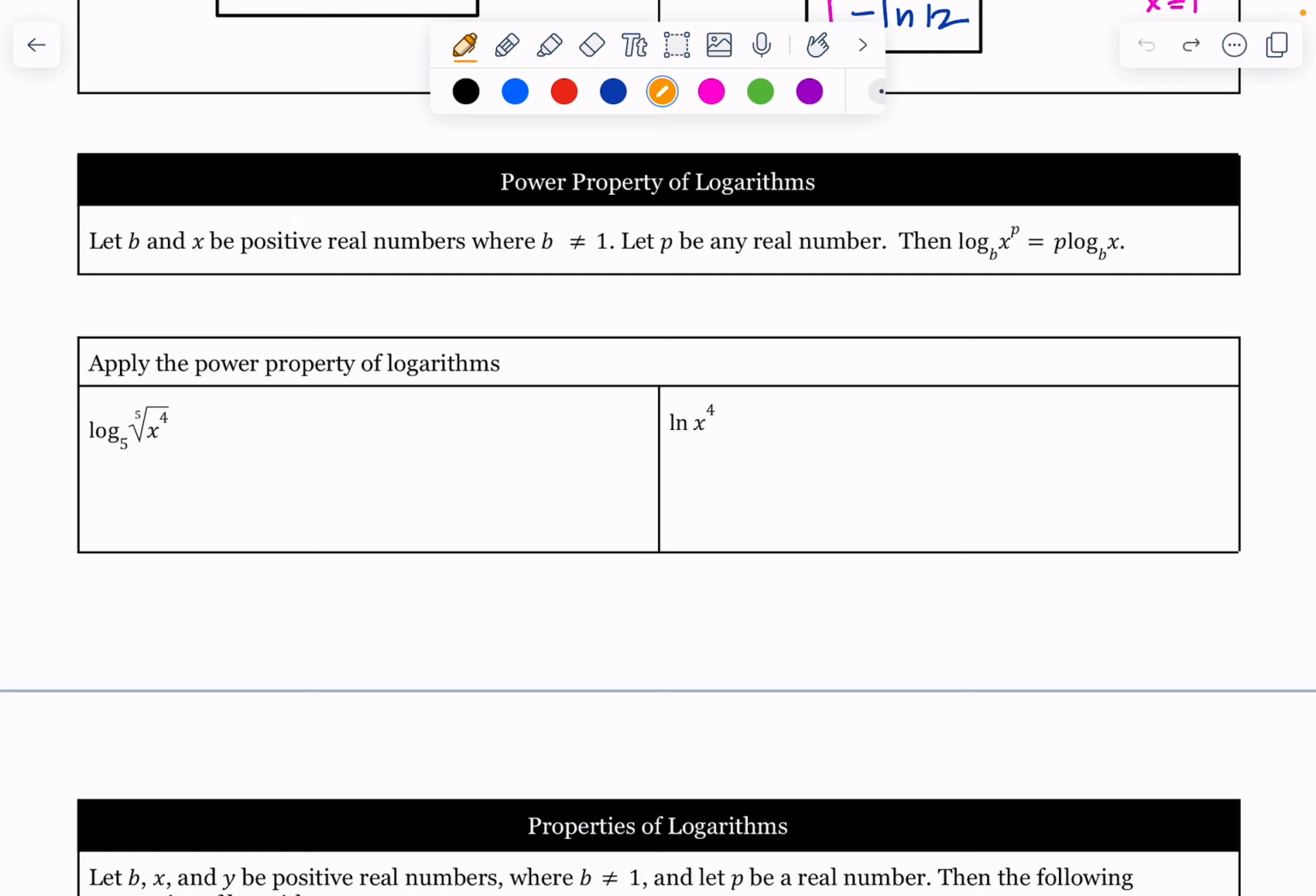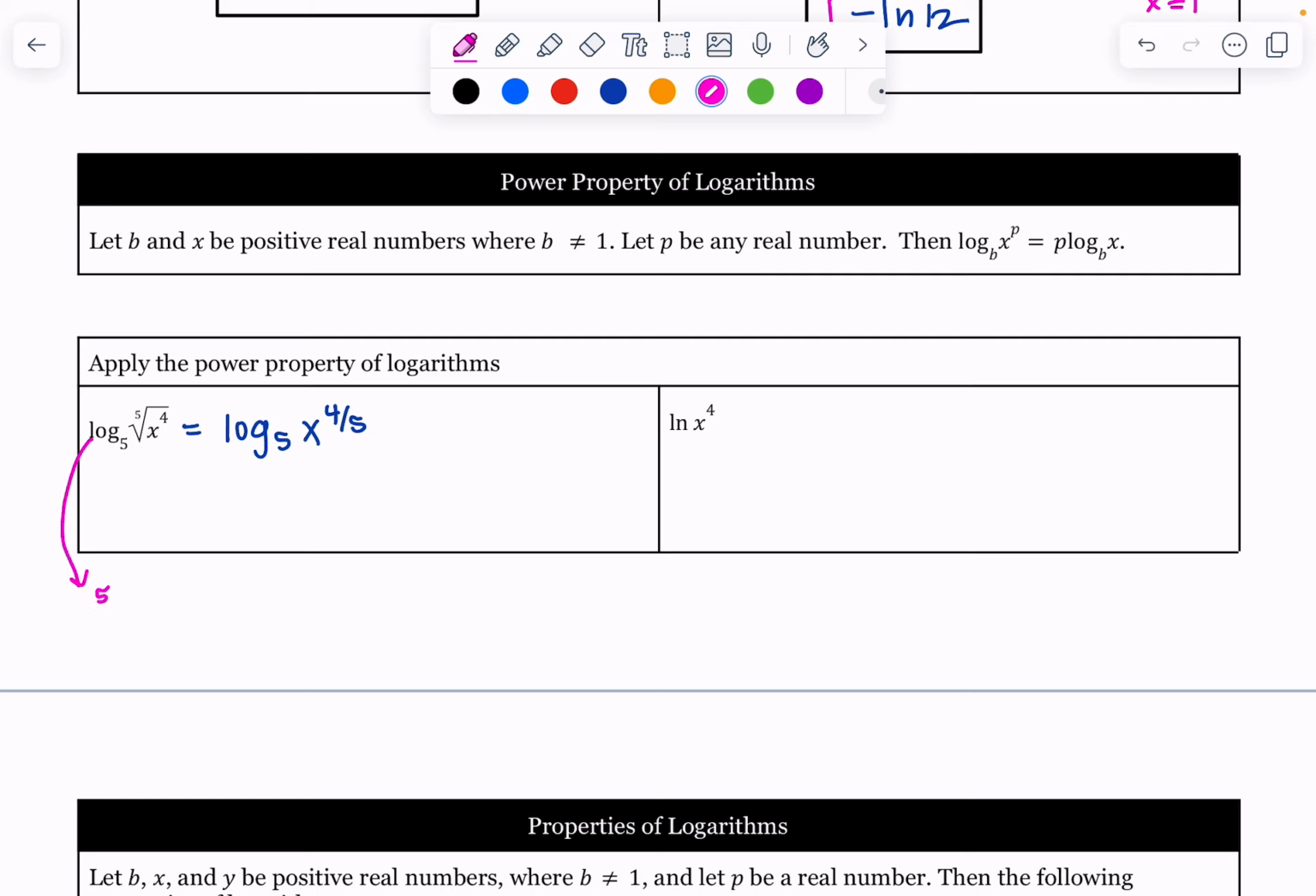Okay, so if we're looking at this next section, it says apply the power of logarithms. So if I have log base 5 of the fifth root of x to the fourth, that's a lot. What this is really saying is log base 5 of x to the 4/5. So that's a review, but this fifth root is really 1/5. I guess I can break it down for you off to the side as a review.